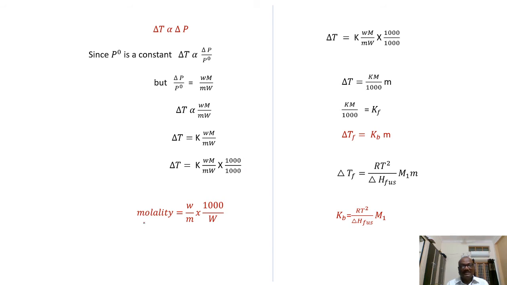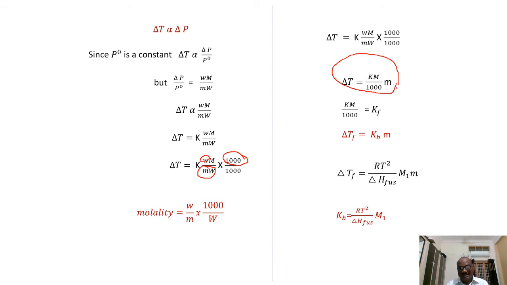We know molality is the number of moles of solute dissolved in 1 kilogram of solvent. That's why the molality formula is small w by small m into 1000 by capital W. This part represents molality. Instead of this part you can write molality. That's why ΔT is equal to K into capital M divided by 1000 into molality.